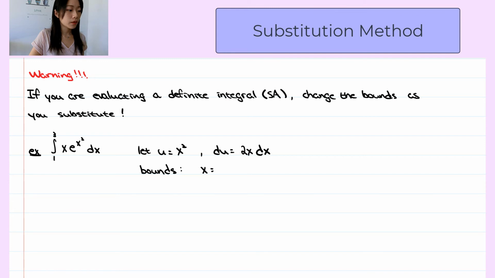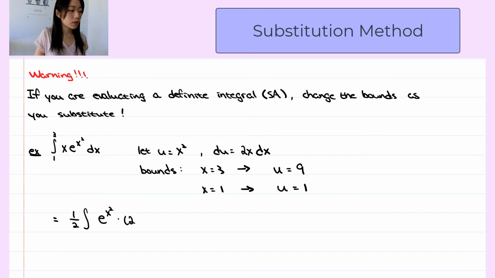The upper bound, when x equals 3, using our definition of u, which is x squared, u equals 9. And the lower bound, when x equals 1, u equals 1 squared, which is 1. So this integral equals 1 over 2 times the integral of e to the power of x squared times 2x dx, evaluated from 1 to 3.